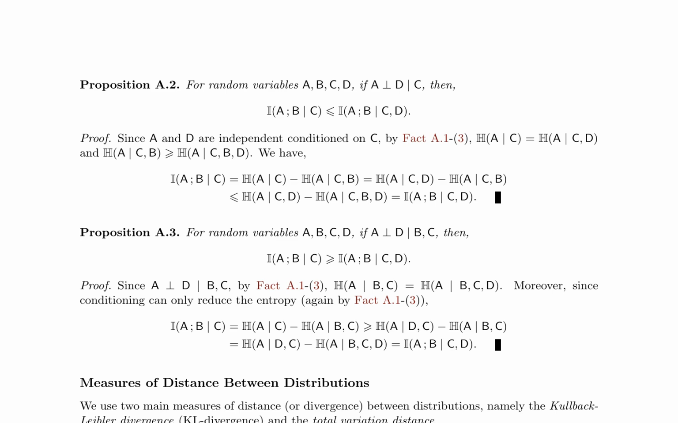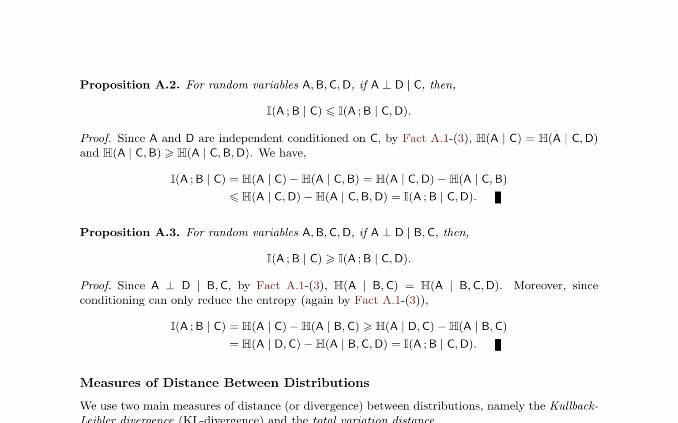Next, the authors discuss proposition A.3, claiming that if A is independent of D given B and C, then I(A; B | C) is greater than or equal to I(A; B | C, D). The proof of this proposition also relies on fact A.1.3, and the property that conditioning reduces entropy.